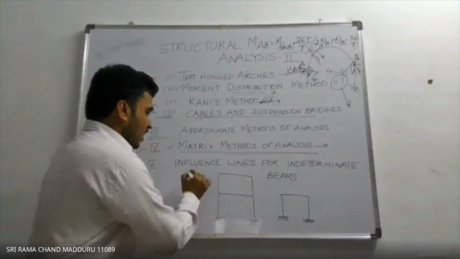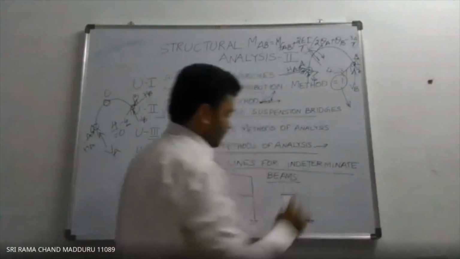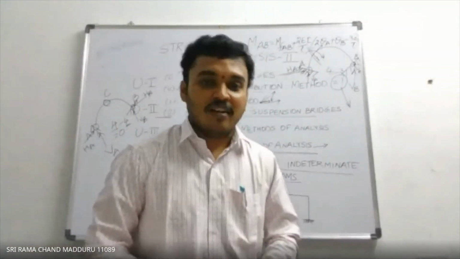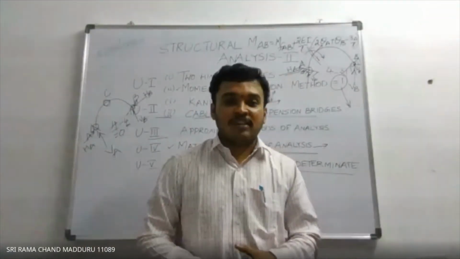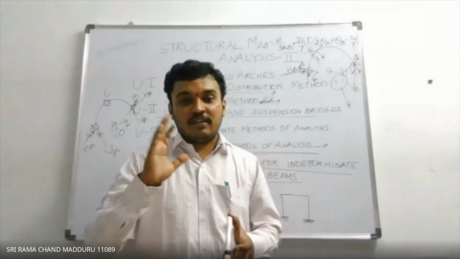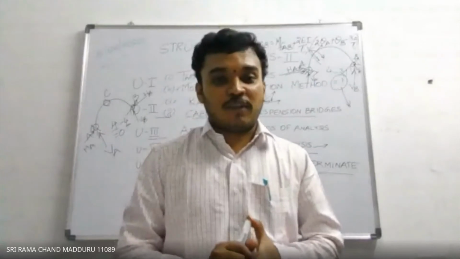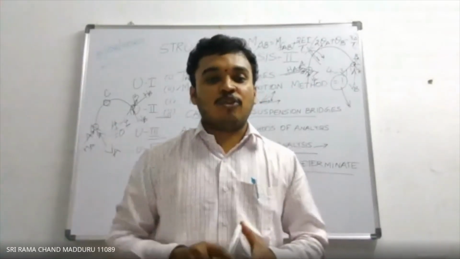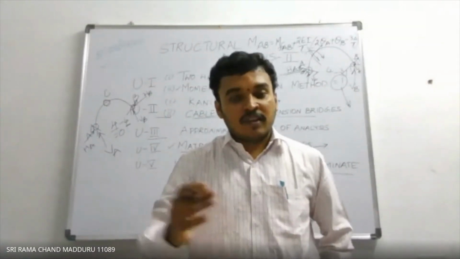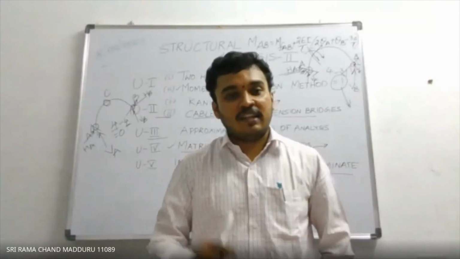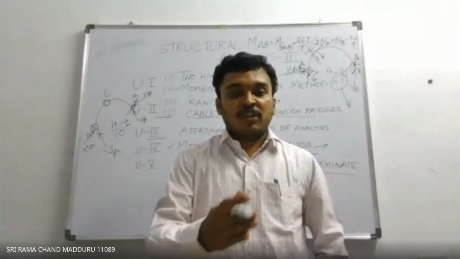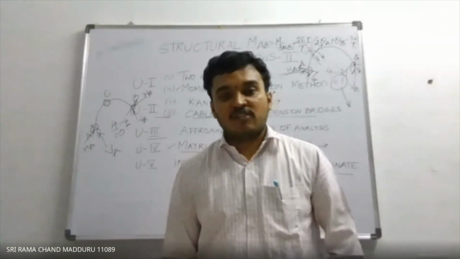Now coming to the next one, influence lines for indeterminate beams. First of all, we should know how to draw the influence line for a determinate structure. In our Structural Analysis 1, I tried to explain the concept of how to draw the influence line for reaction RA and reaction RB. Then we moved forward to calculate the maximum bending moments, absolute bending moments, and all these concepts we tried to learn using our influence line concept.